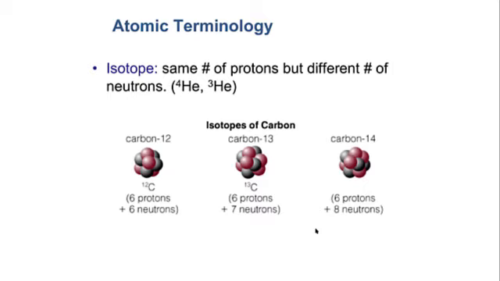Here are some other examples. Carbon-12, 13, and 14 are all isotopes of carbon. Carbon-12 is the most abundant, the most naturally occurring, but 13 and 14 are also stable elements. And the only way these differ is in the number of neutrons in the nucleus. These are all still carbon atoms, though, and behave very much identically.